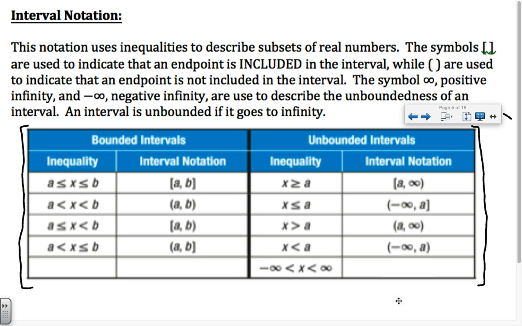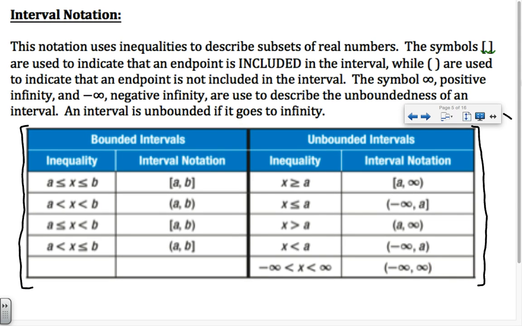And finally, if I have a compound inequality that says negative infinity is less than x, which is less than infinity, that means that you're spanning the entire number line. And so you could actually just say negative infinity to positive infinity. We're going to be dealing with this one a lot in terms of domains of polynomial functions. The domain of a polynomial function will generally be negative infinity to positive infinity.